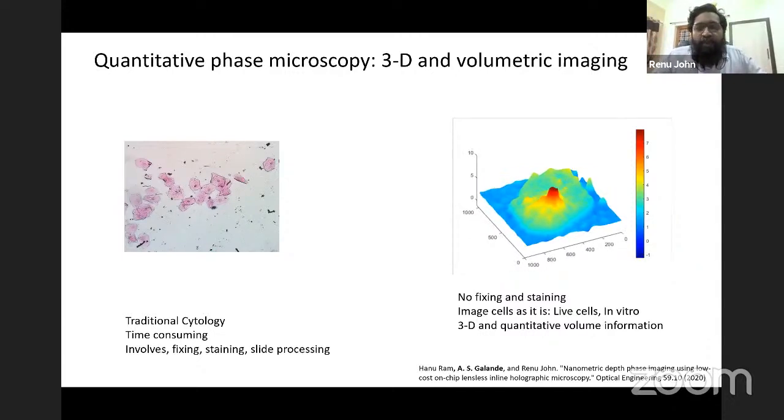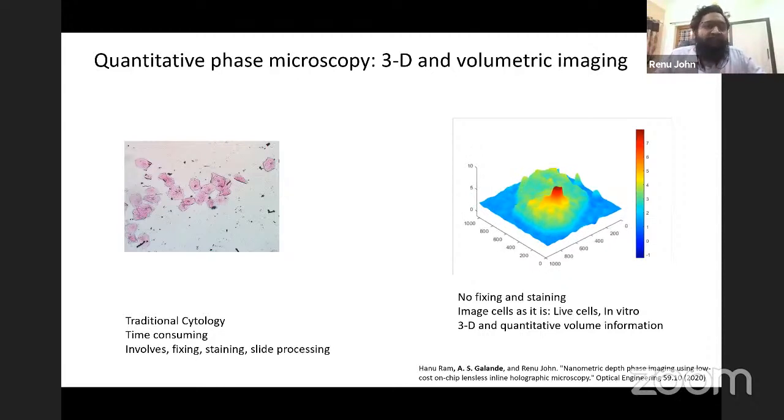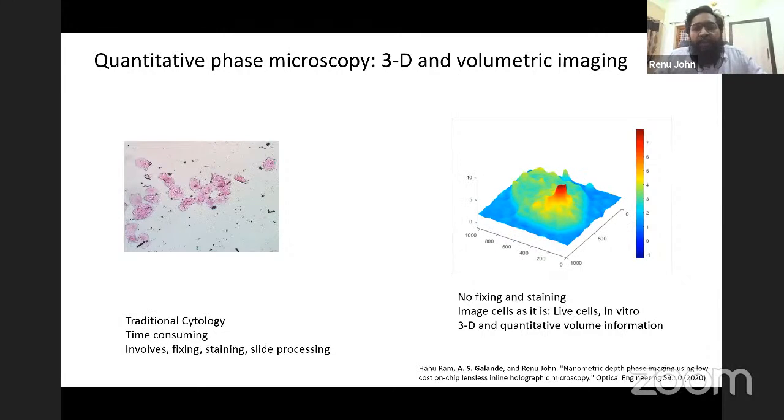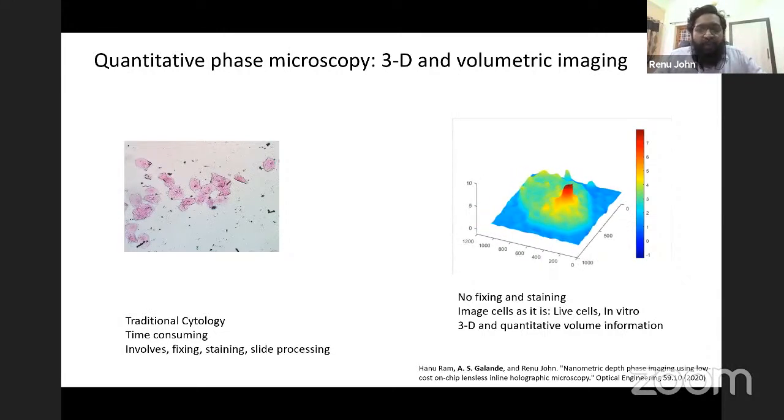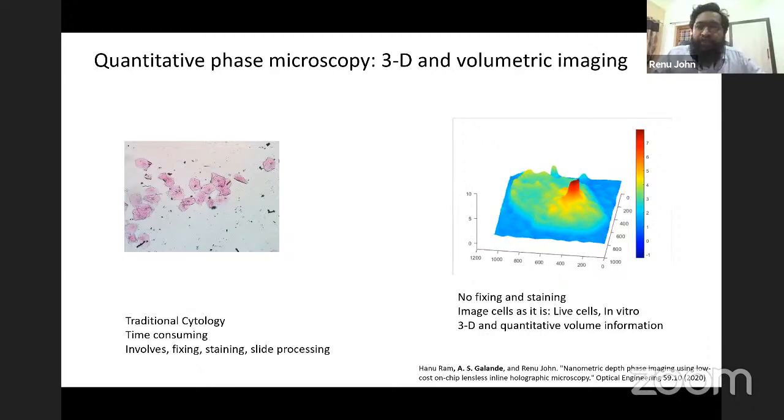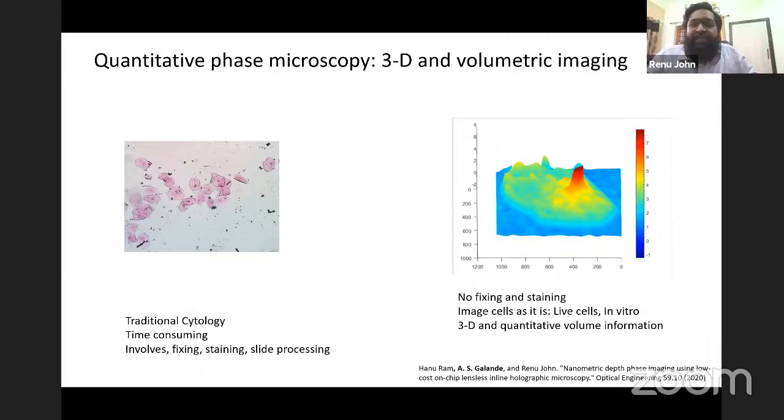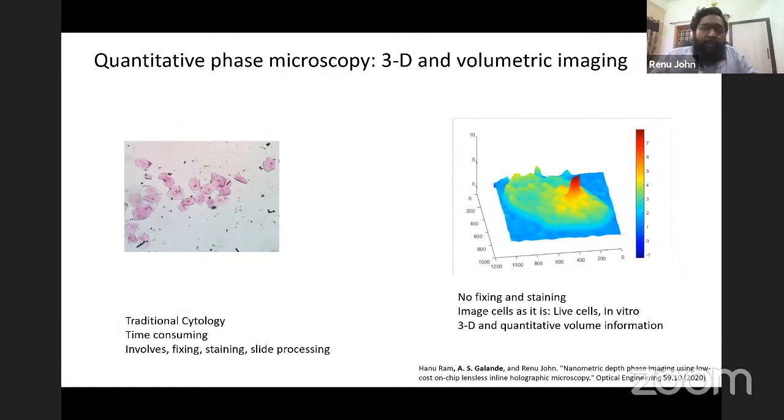So why is this important? Because these are unstained cells, not fixed and live, where they are not processed in any way. Right away from the scraping of the cells from the oral cavity, you just smear it onto a slide and put it under the microscope and image it. As you can see very clearly, you can see the prominent nuclei of the cell.